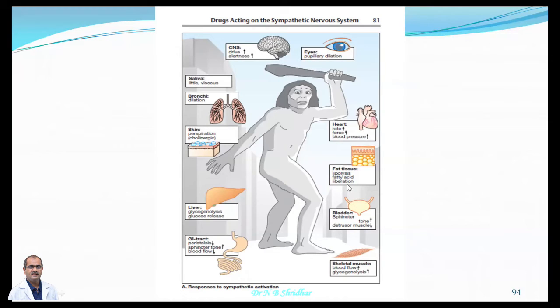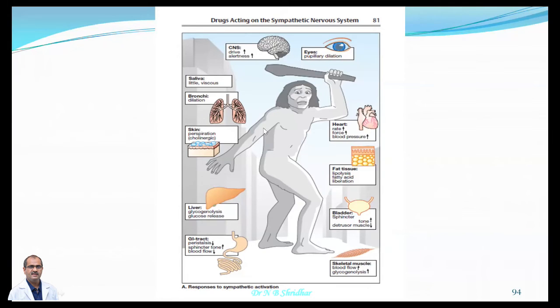In fat tissue, lipolysis occurs whenever there is a fight or flight reflex. Then the fatty acids get converted to glucose also. Gluconeogenesis is there, and fatty acid liberation will be present. Whereas in the bladder, the sphincter tone is increased, and the detrusor muscles relax. In the skeletal muscles, of course, there is a lot of blood flow, and glycogenolysis is present.